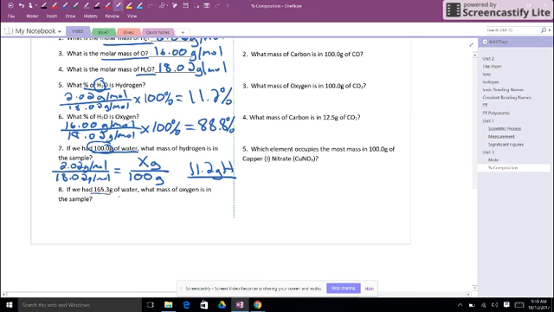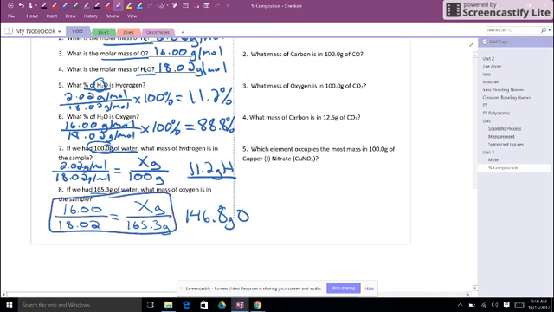If we had 165.3 grams of water, what mass of oxygen is in the sample? So oxygen was 16.00. The whole was 18.02. Now we want to find out X grams per 165.3. So you would divide 16 by 18.02, and then you multiply that by 165.3. So we're just cross multiplying to solve for the X. We find out that there are 146.8 grams of oxygen in 165.3 grams of water. So this is where this method will really benefit you.